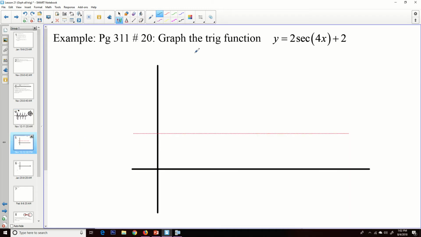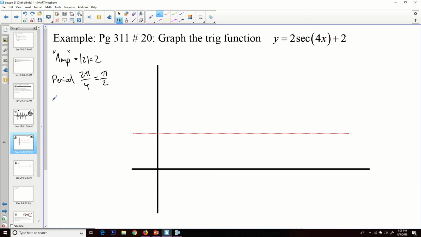Let's talk about the graph of the trig function y equals 2 secant 4x plus 2. So I see a couple things here. I'm going to put the amplitude in parentheses because, again, it's not really the amplitude, but it just gives us an idea, and it links us back to what we did in the last one. And that's going to be the absolute value of 2, which is going to be 2. And then our period is still going to be 2 pi divided by the b value. In this case, it's 4, so we get pi over 2 as our period.